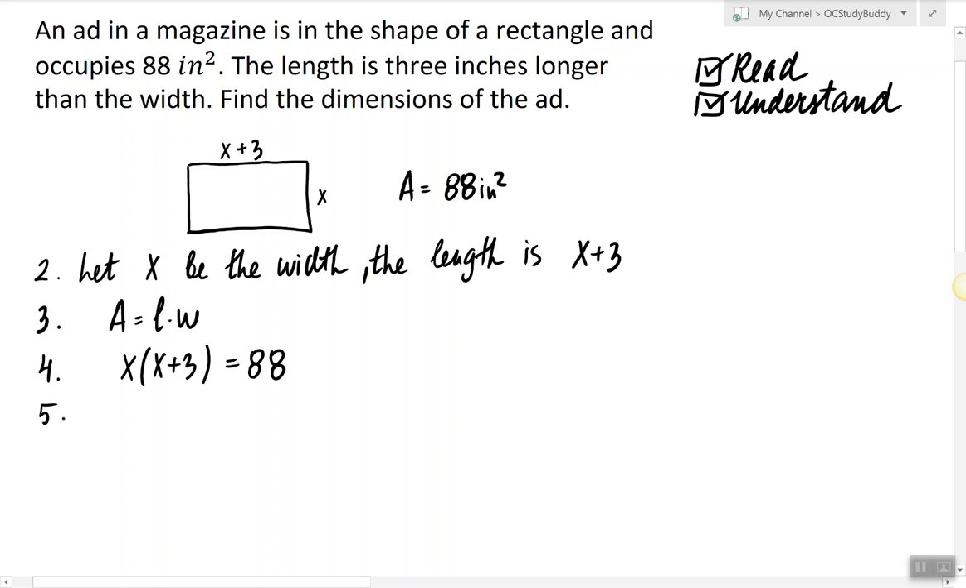This is a polynomial, or to be exact, it's a quadratic equation, and to solve it we have to write it in the form which allows us to use the zero product property. So distribute everything, subtract 88 from both sides, gives us this equation. And to factor the left hand side, I'm going to look for two numbers whose product is negative 88, but the sum is 3.